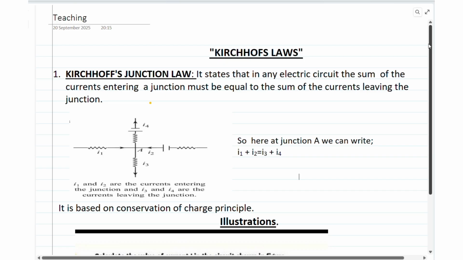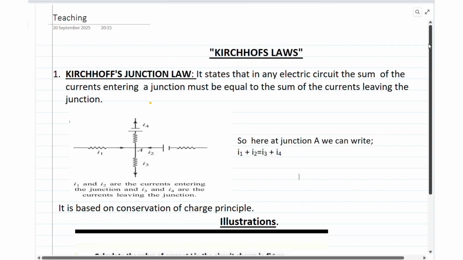This Kirchhoff law holds a very high weightage when it comes to your board exams, CUET exams or any other competitive exams. So without any further delay, I think we should start the topic. First comes the Kirchhoff junction law, and I think it's really very simple. Everybody knows it, but still let's cover it.